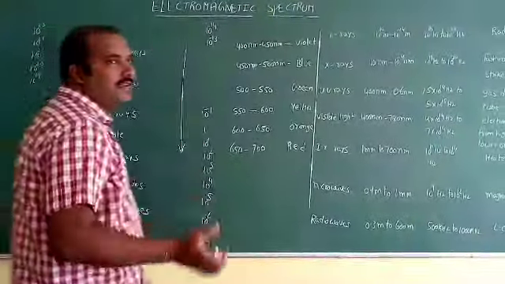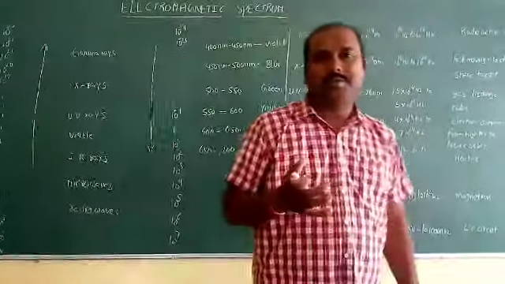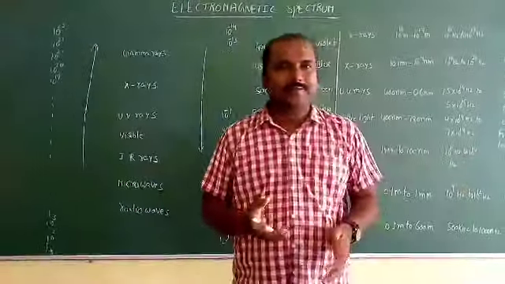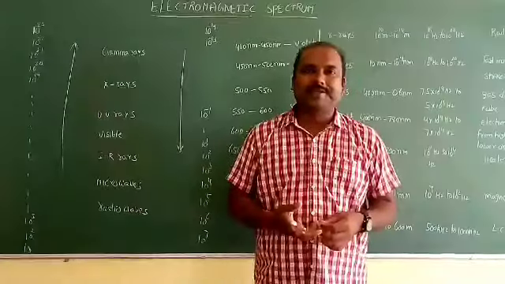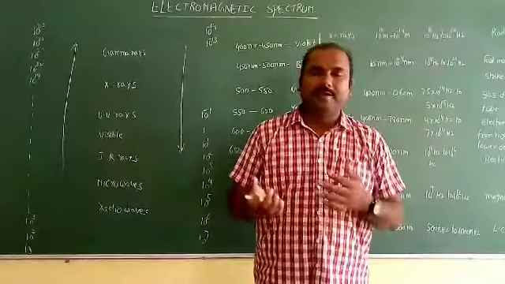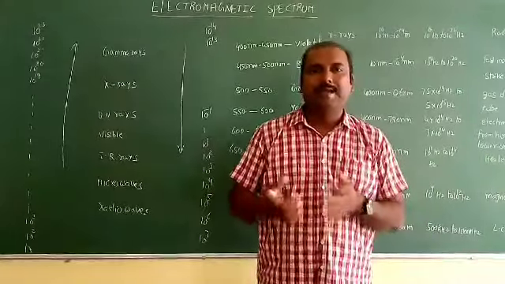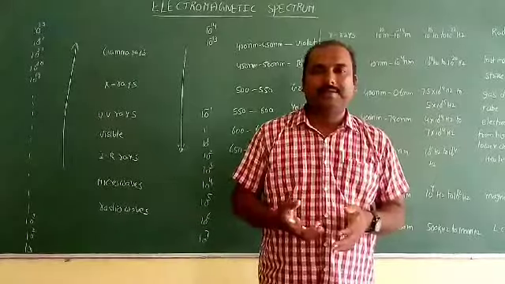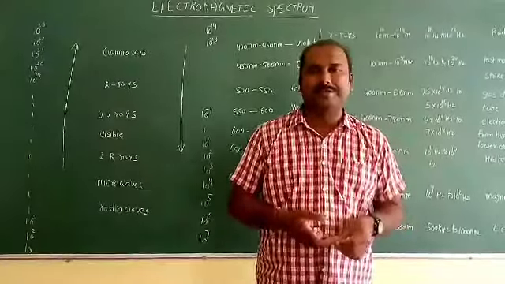Now, the uses of X-rays. Here two kinds are there: soft X-rays and hard X-rays. Soft X-rays are useful for treatment of cancer, taking pictures of fractured bones, and seeing the defects in metals. Like this, soft X-rays are useful. Again, hard X-rays are used in industries.